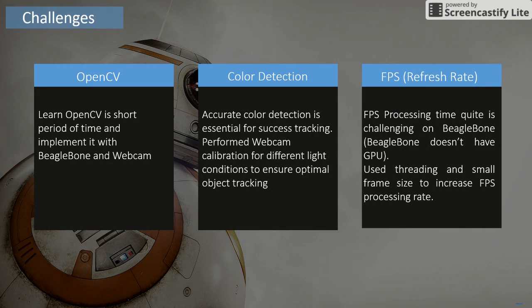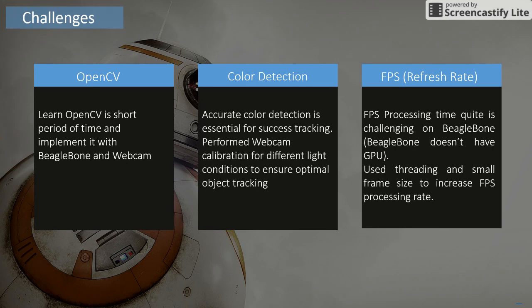And then the challenges, we have three main challenges. The first one is the OpenCV. We have very short period of time to implement it and to learn it from scratch. And the second one is the color detection. And this is one of the most important challenges because in order to have a successful tracking, the color detection has to be very accurate. So we perform webcam calibration for different light conditions to ensure optimal object tracking.